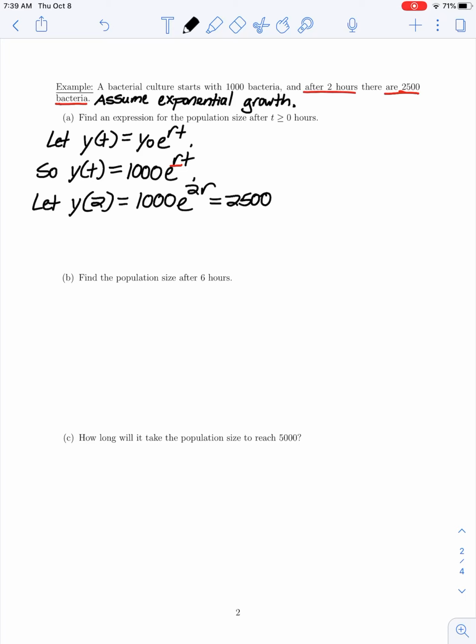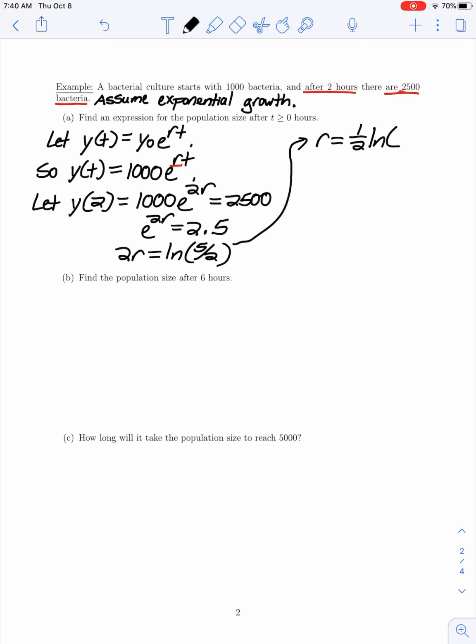So let's see if we can solve for r. We have e to the 2r power is equal to 2,500 divided by 1,000, which would give us 2.5, or 5 halves if we prefer. So to solve for r, we could take the natural log of both sides, and we have 2r is equal to the natural log of 5 halves. And so r is equal to 1/2 of the natural log of 5 halves, or natural log 2.5 if you prefer.